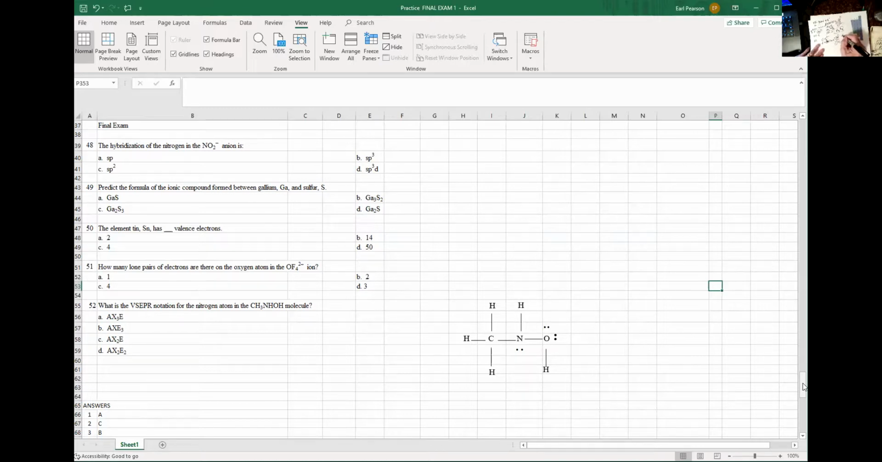So it's an AX4E2. And it said how many lone pairs? We've already got the answer. Right there, it's 2. So for 51, it's response B. Now I'll tell you why I don't like it.